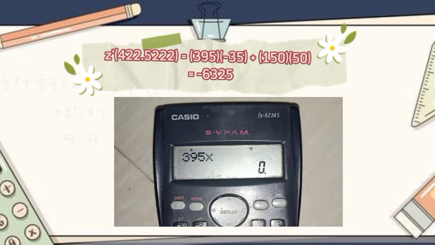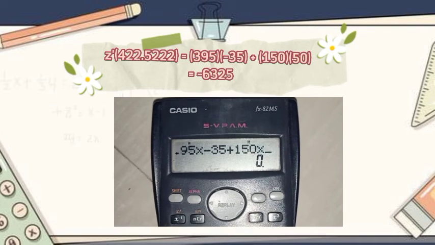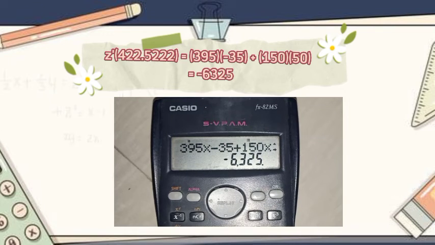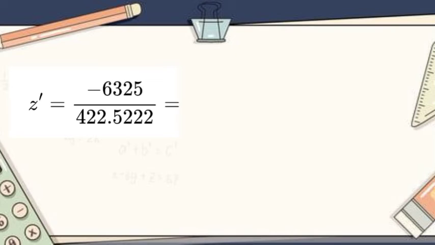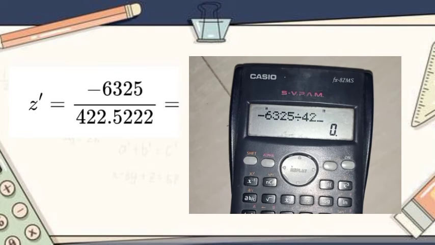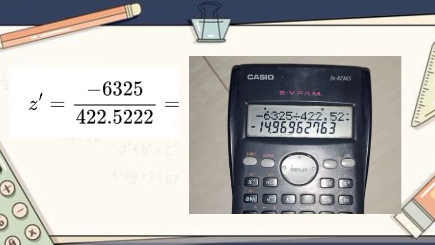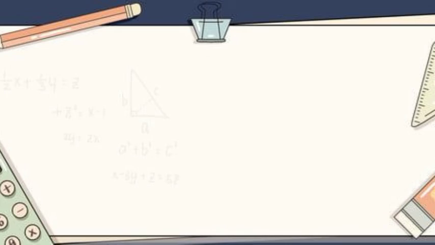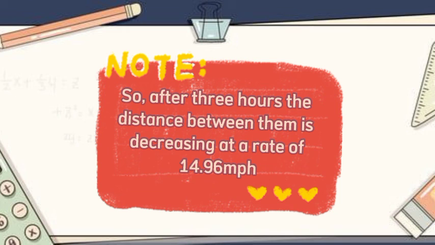So it becomes z prime times 422.52 equals 395 times negative 35 plus 150 times 50, which is equal to negative 6,325. After that, we need to divide the negative 6,325 by 422.52. So the final answer is negative 14.96. So after 3 hours, the distance between them is decreasing at a rate of 14.96 miles per hour.